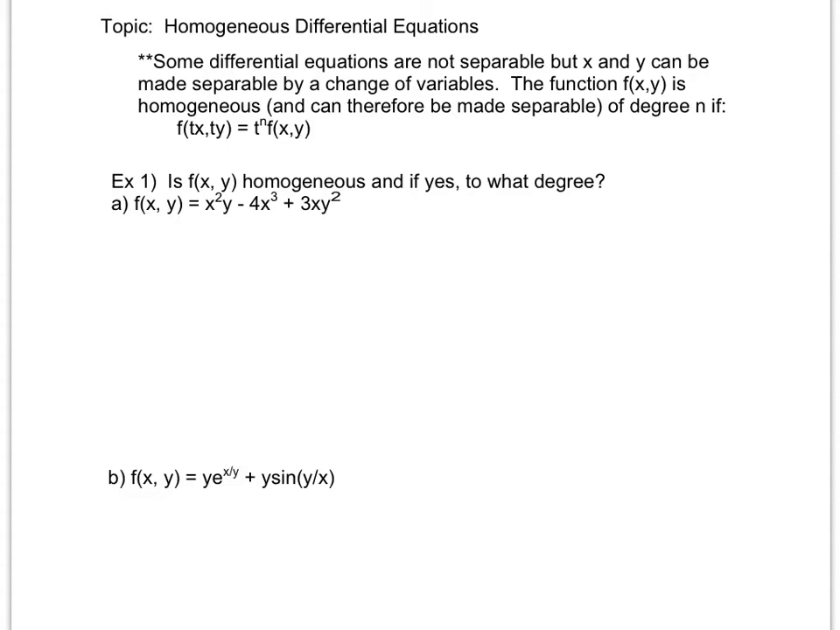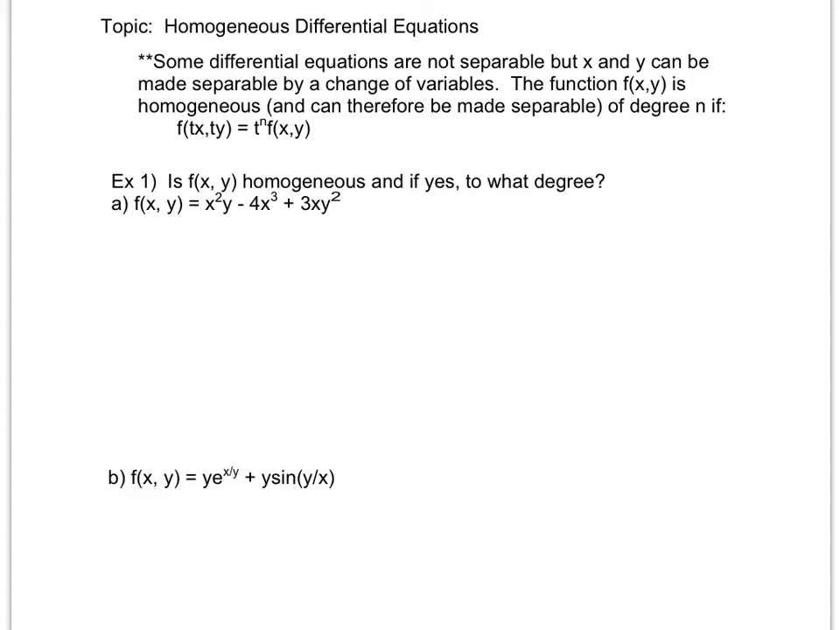So why go through all the work of separating and changing the variables just to find out it doesn't work anyway? To avoid that, we will always first check to see if it is homogeneous, and if it is, then we'll go through the work of actually changing the variables and making it separable.